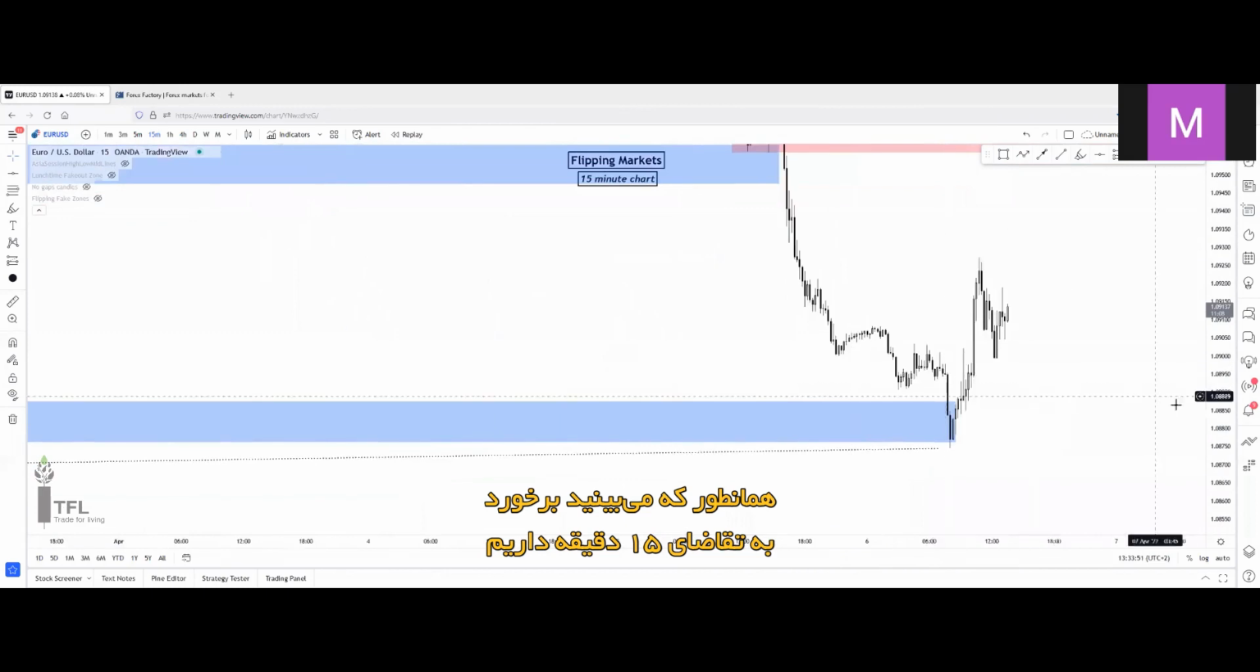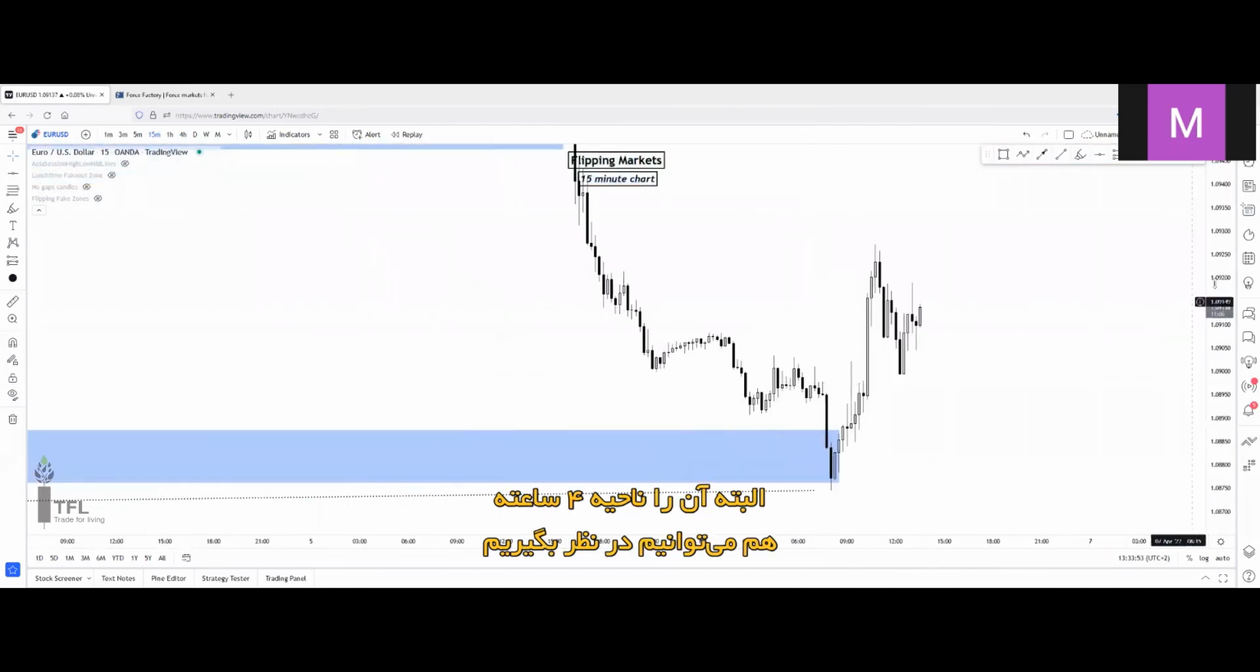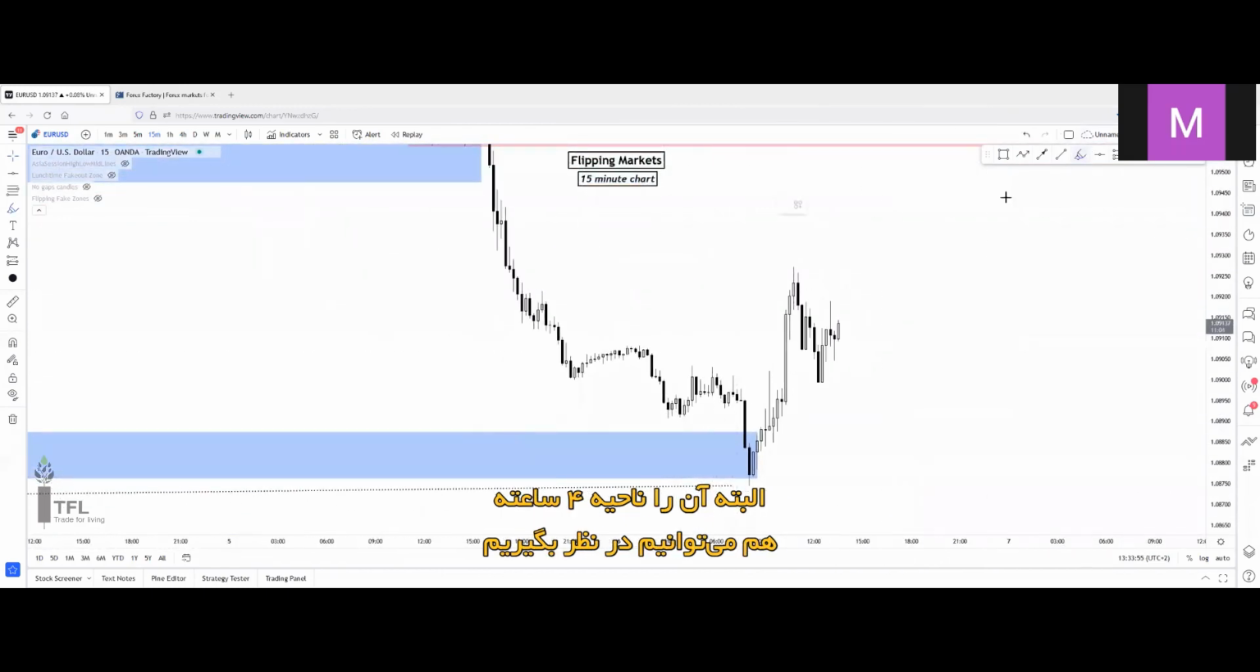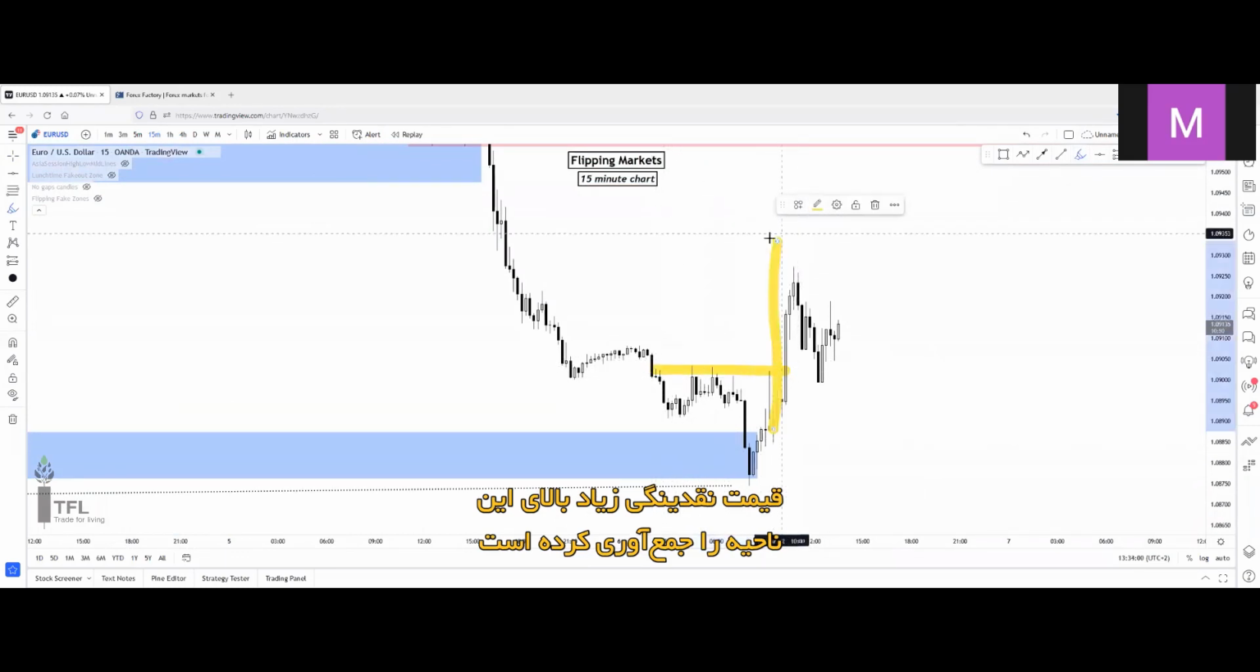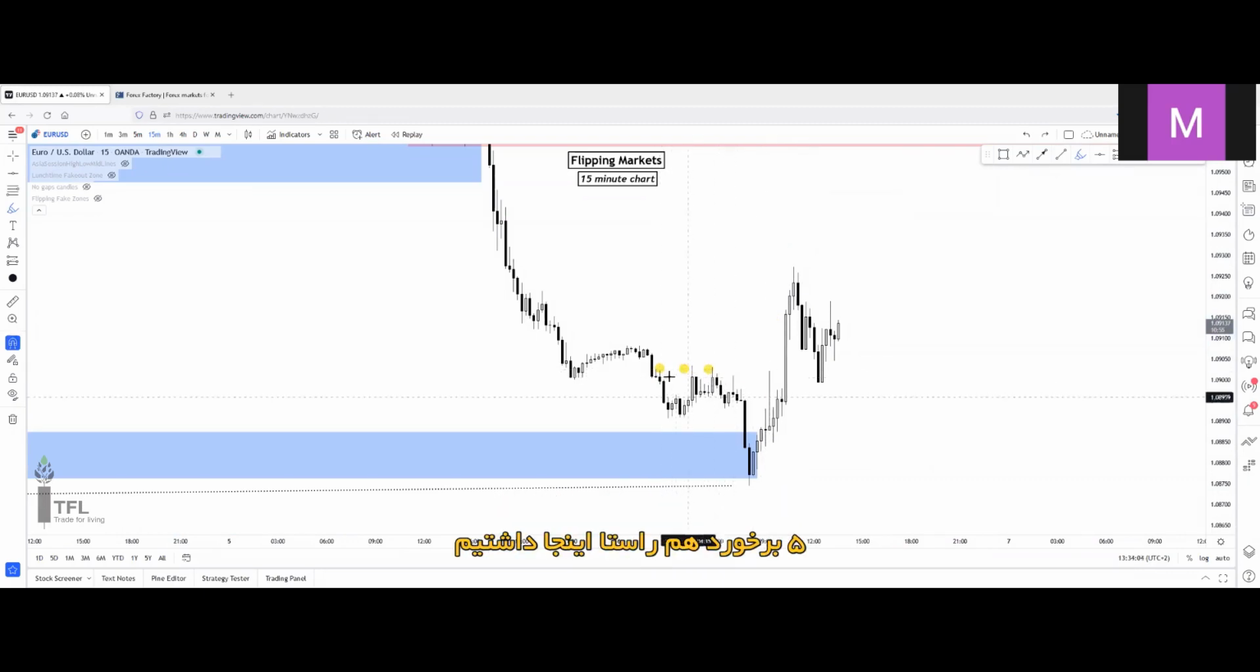This was a 15-minute demand tap. Yeah, there was a 15-minute demand tap, but we can actually count this 15-minute zone as a 4-hour zone. Price has swept liquidity, a huge amount of liquidity here with this movement, as you can see. Swept all of these taps: first, second, third, fourth, fifth tap. So 5 equal taps right here at this region.